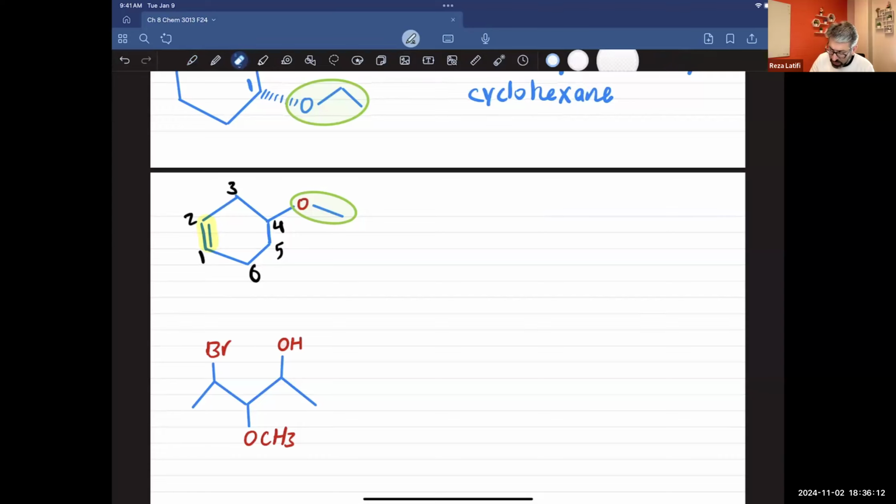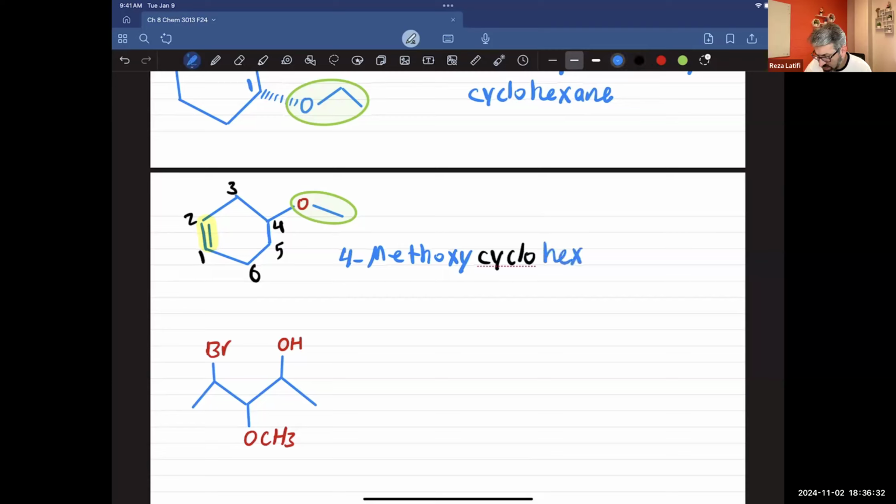And so in this case, on the fourth one, we have a methoxy group. So I say 4 methoxy, and then I say cyclo, and then I say hexene, because we have a double bond. And no need to say the position of the double bond, because we already said how far the methoxy group is from the double bond. Okay.